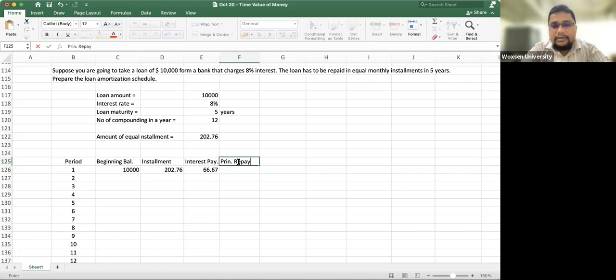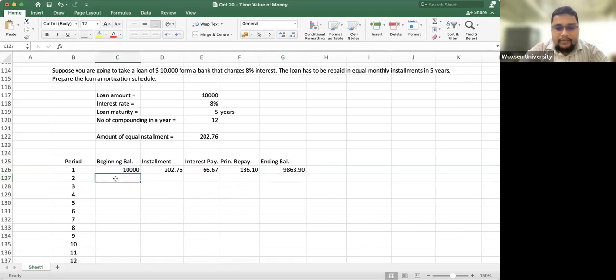Repayment. So principal repayment is the installment minus interest payment. Now the ending balance of the loan after 1 month is equal to the beginning balance minus the principal repayment.